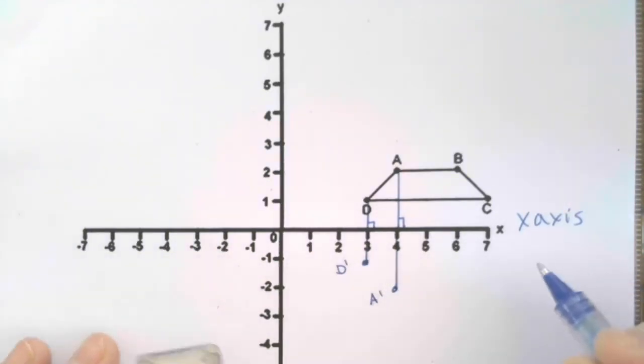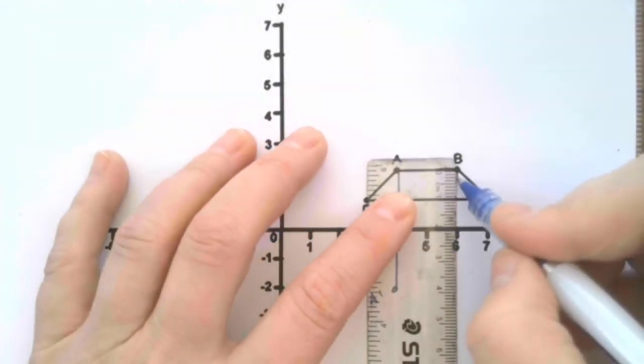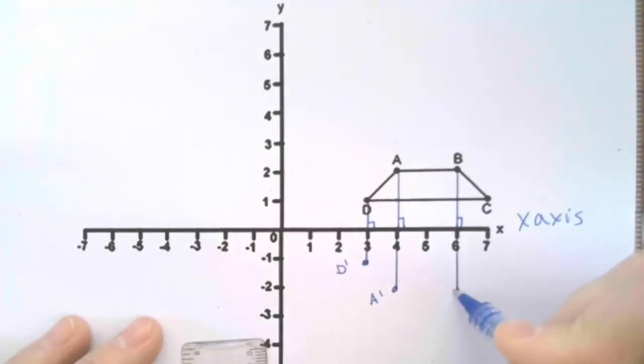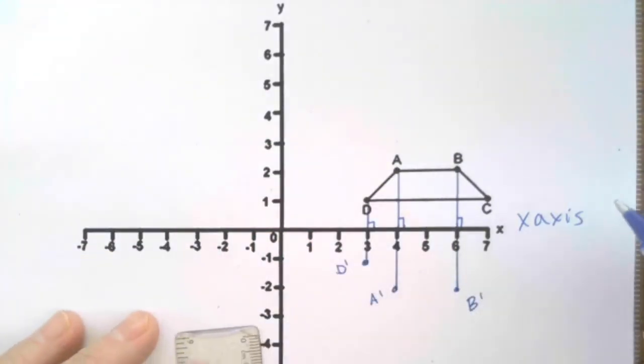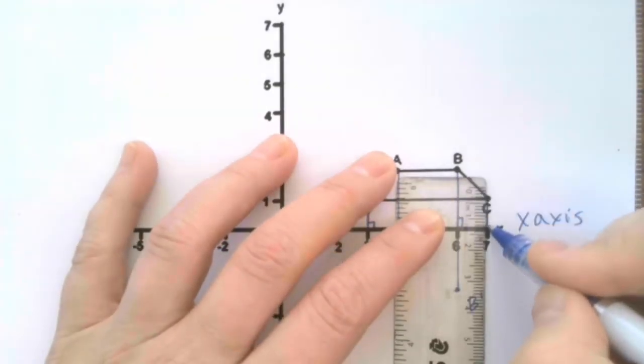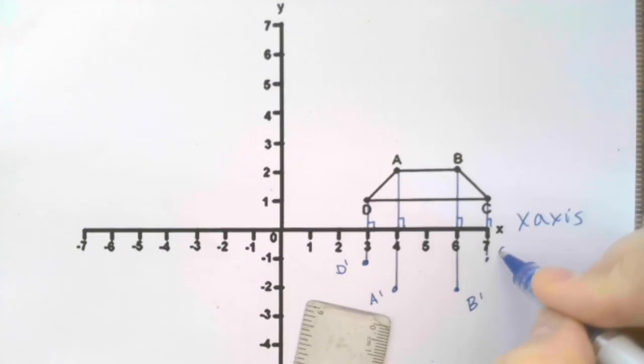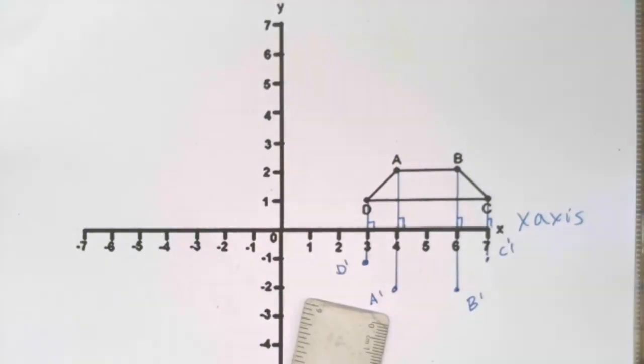That's A prime. B is also a distance of 2 from the x-axis, so we count a distance of 2 on the other side. It's B prime. And C is a distance of 1, so we count 1 on the other side. That would be C prime. Let me erase that.